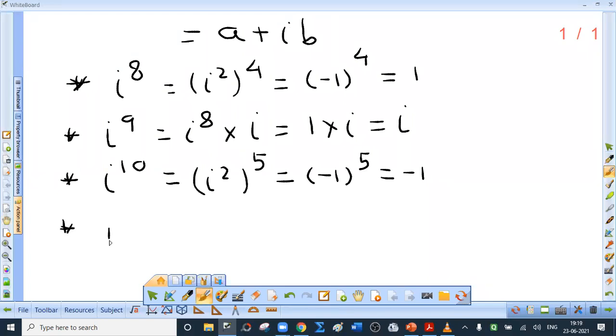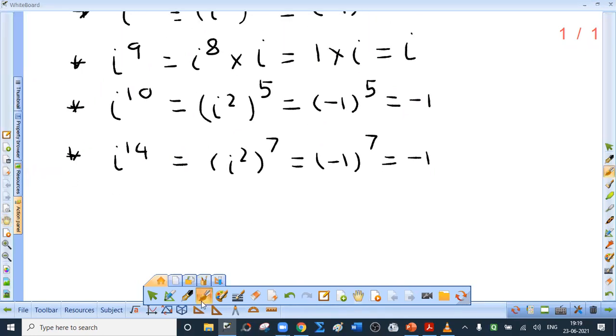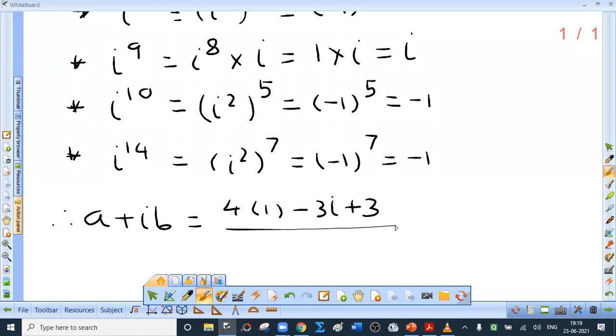And what about i raised to 14? It is i square, I'm sorry. It is i square raised to 7, minus 1 raised to 7, which is nothing but minus 1. I hope this is clear to you. And therefore, I can say a plus ib, we have denoted the number by a plus ib, is what? It is 4 into 1, substitute the values, minus 3i plus 3. What about denominator? 3 into minus i.